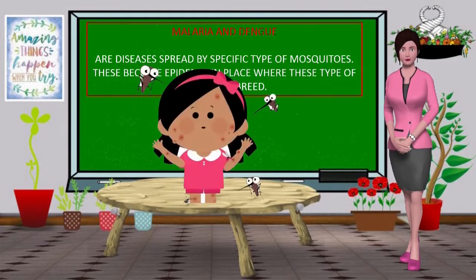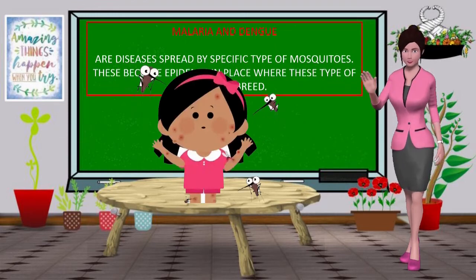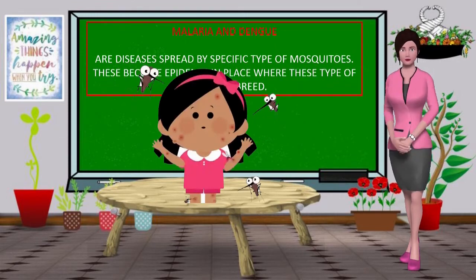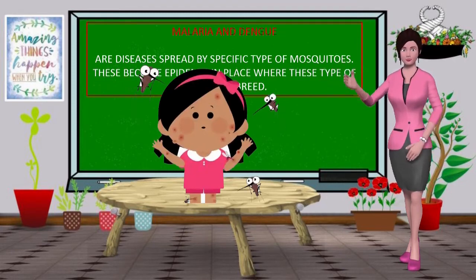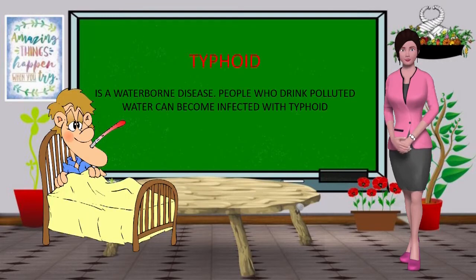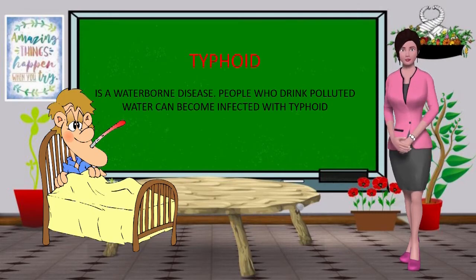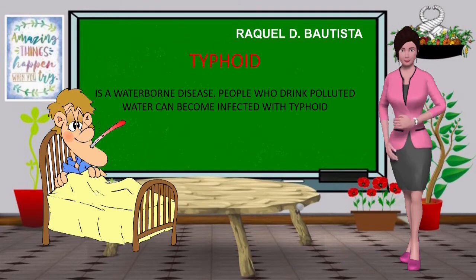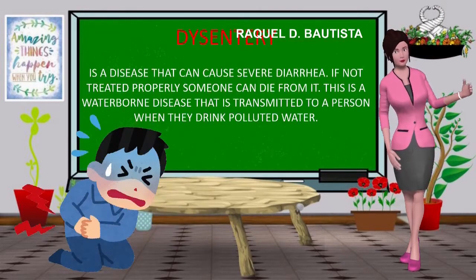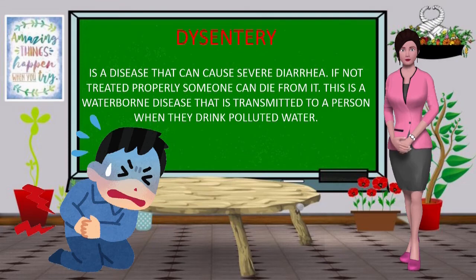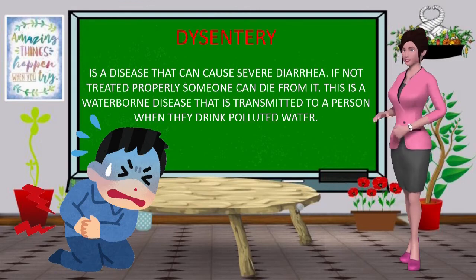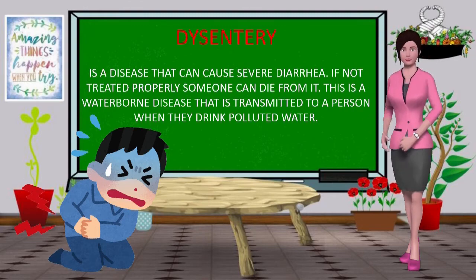Malaria and dengue are diseases spread by specific types of mosquitoes. These become epidemic in places where this type of mosquito breeds. Typhoid. Typhoid is a waterborne disease. People who drink polluted water can become infected with typhoid. Dysentery is a disease that can cause severe diarrhea. If not treated properly, someone can die from it. This is a waterborne disease that is transmitted to a person when they drink polluted water.